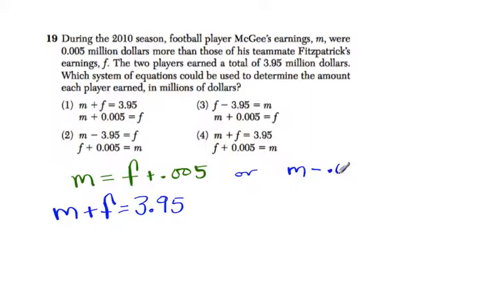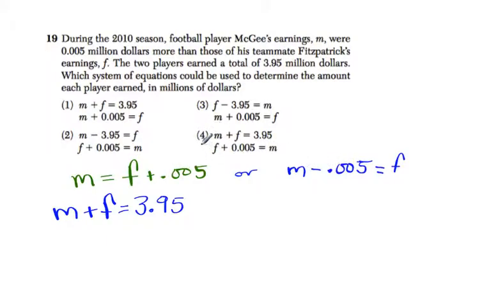You have to be very careful because people want to add the 0.005 to McGee because they see the words like more than connecting with the M there. But again, for you to set these equal to each other, you're kind of making an adjustment. You're saying, okay, if he made more, I have to adjust it to actually set them equal to each other. So either one of these will work for the first sentence.